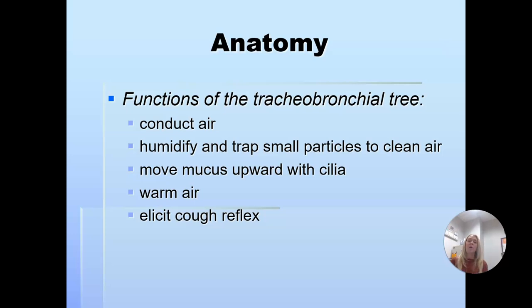The tracheobronchial tree is going to conduct air. It's going to humidify and trap small particles to clean the air so that those particles hopefully don't make it down to our lungs to cause infection. It'll move mucus upward by cilia, to get it out of the system so it doesn't stay trapped in our lungs and cause us to get sick. It warms the air and elicits a cough reflex.